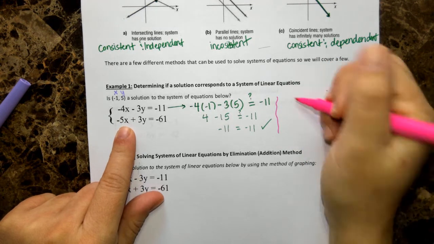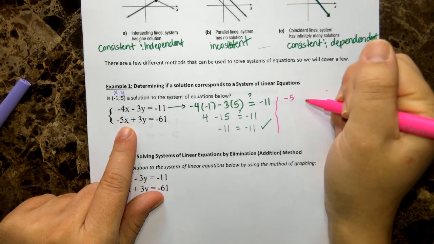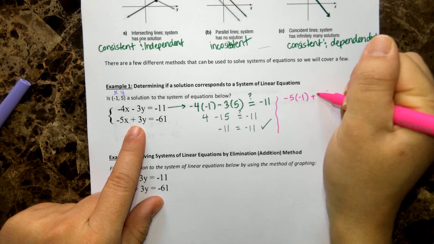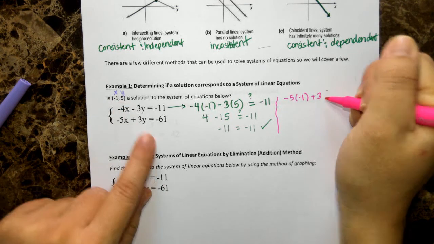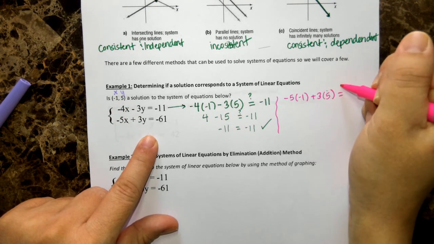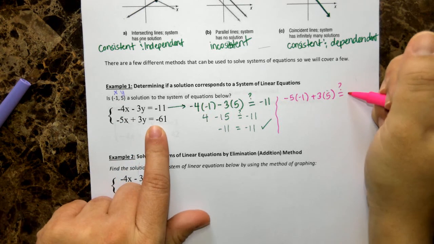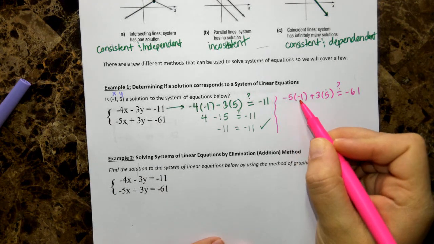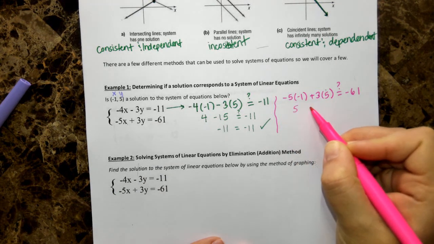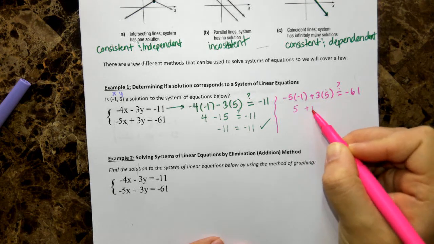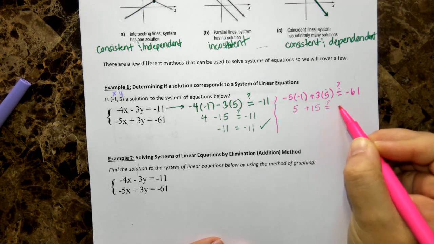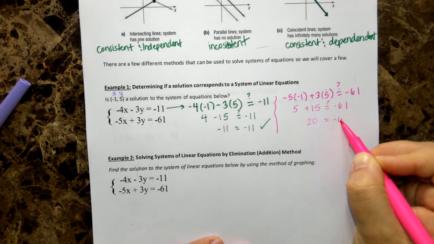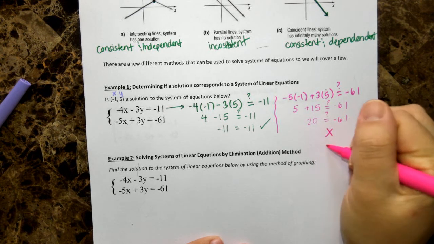Negative 5 times x, which the x value they give us is negative 1, plus 3 times y, which the y value they give us is 5. And I want to see, I'm going to put a question mark because I don't know if it actually does, if it equals negative 61. So let's do the math. Negative 5 times negative 1 is a positive 5, plus 3 times 5 is 15. And we're trying to see, does 5 plus 15 equal negative 61? And no, it does not.